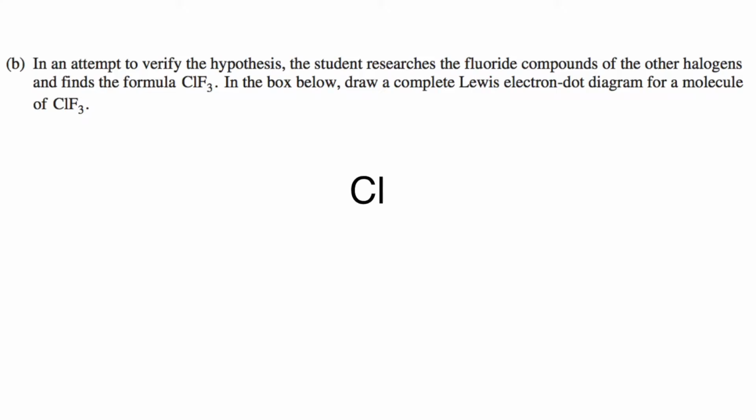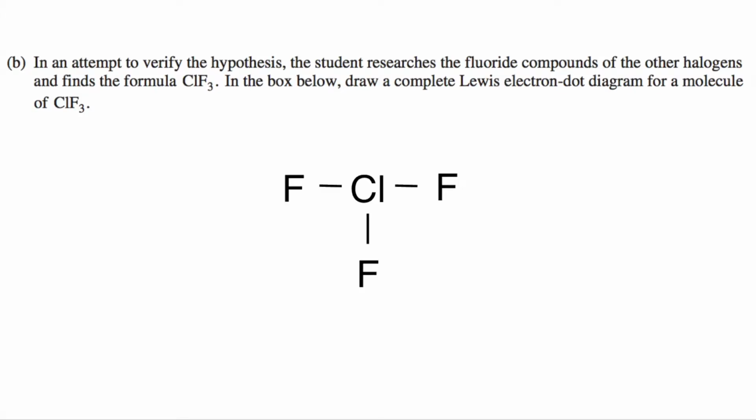In an attempt to verify the hypothesis, the student researches the fluoride compound of the other halogens and finds the formula ClF3. In the box below, draw a complete Lewis electron dot diagram for a molecule of ClF3. To draw the Lewis dot structure of ClF3, we know we must first put the Cl atom in the center. We then connect the fluorines to the Cl with single bonds.